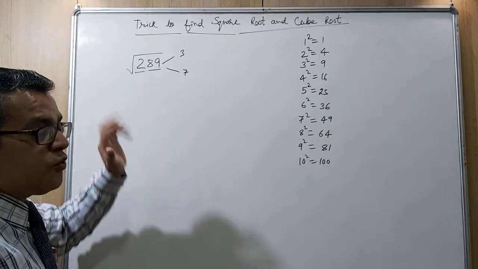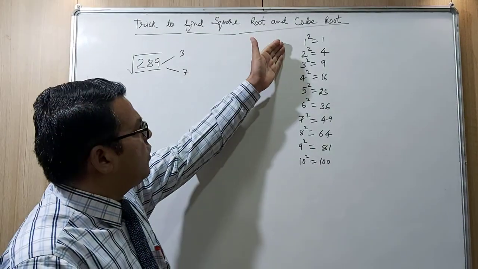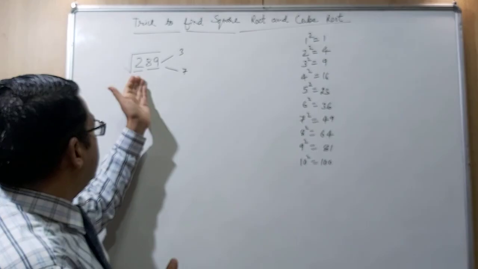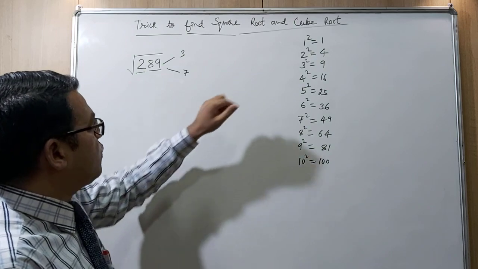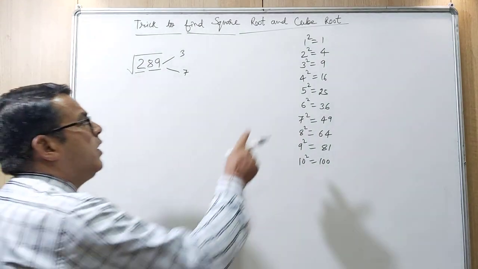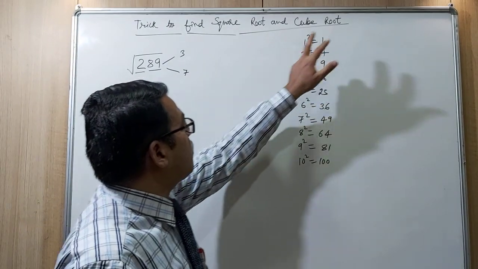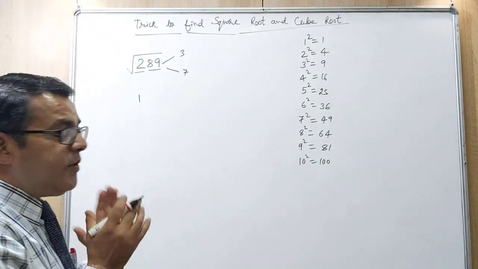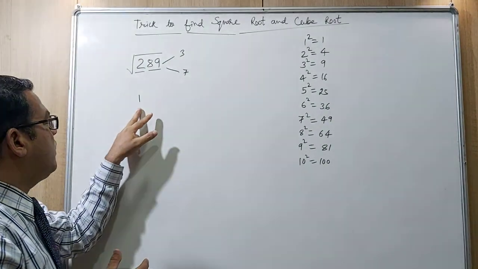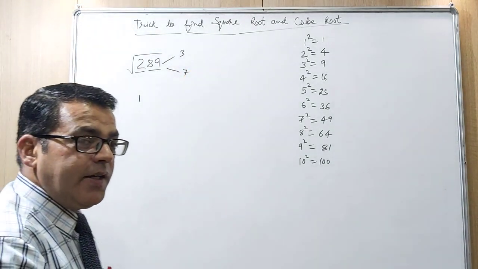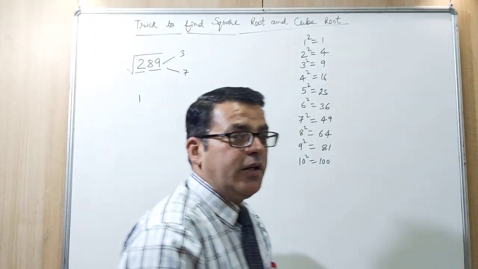Now, the second group is 2. Now you need to check whose square is near to this 2. You can see here the square of 1 is 1, the square of 2 is 4. We have to take the smaller value. So 1 we can take here, since the square of 1 is 1, the square of 2 is 4, and 4 is greater than this 2. It means in our answer the first digit will be 1, and the second digit we need to decide from 3 and 7. Now how can we decide it, right?